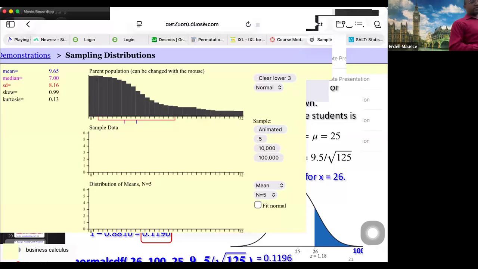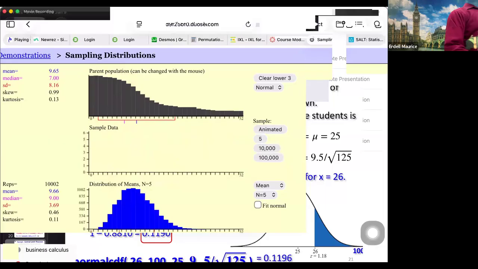So again, if I put 5, 1, 2, 3, 4, 5, and take the average, most of the scores will come from over here because this is what's more likely to happen. But if I keep doing this, 1, 2, 3, 4, 5, and then take the average, and do this 10,000 times, what does this distribution look like? It's looking normal. If I do it 10,000 times, it still looks normal, yes?